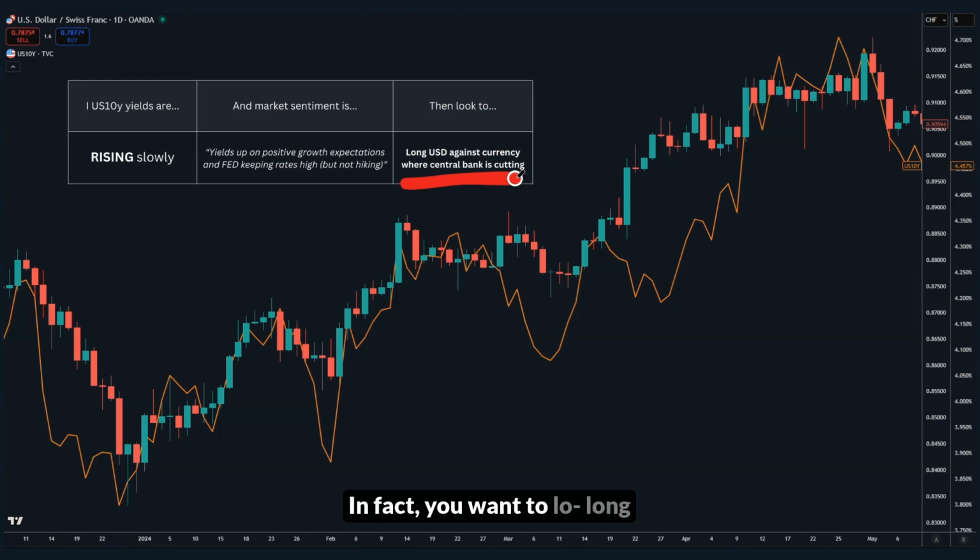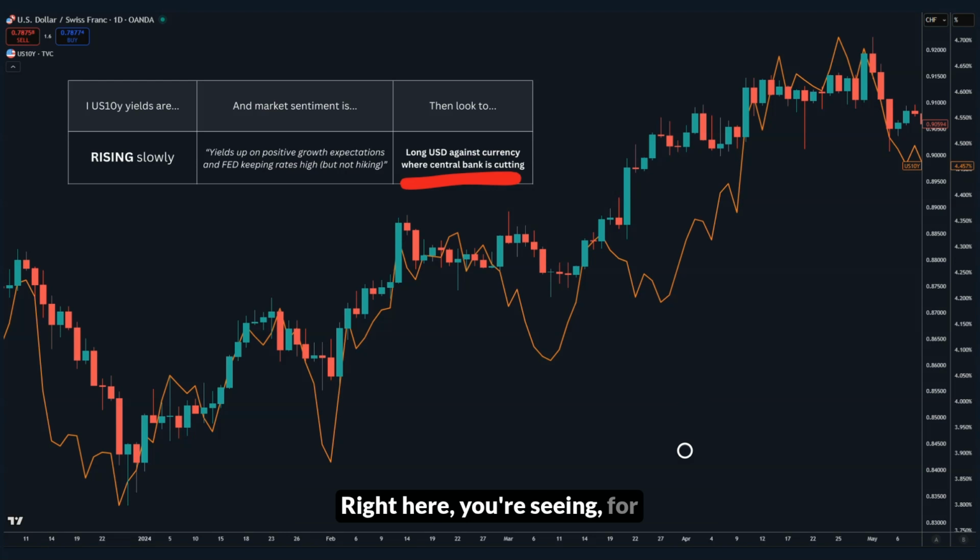In fact, you want to long the dollar against currencies where central bank is cutting. That's essentially the perfect scenario. You want to long the dollar, which has high interest rates, versus currencies that have low interest rates and potentially even keeping interest rates low. Because this is the regime where policy divergences work best, because the gap is widening slowly, but is widening in favor of the dollar in this case.